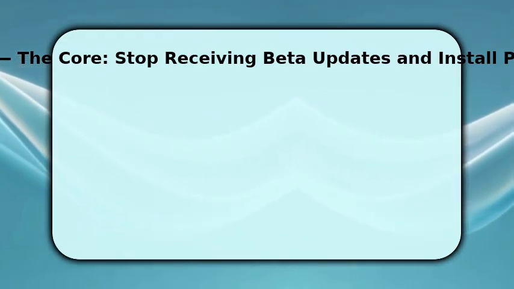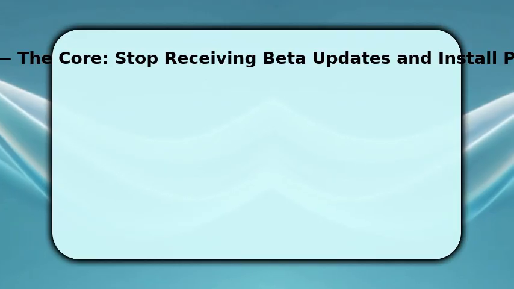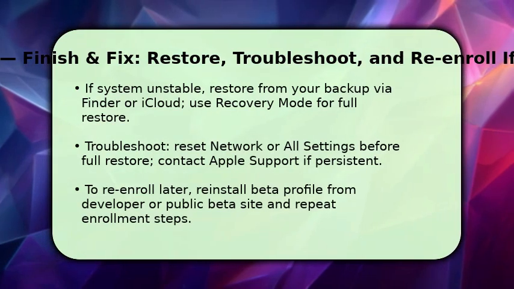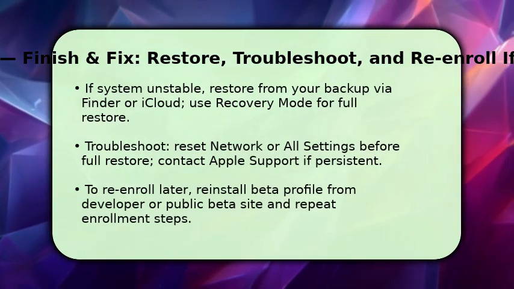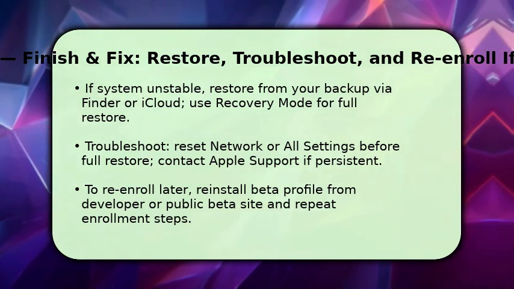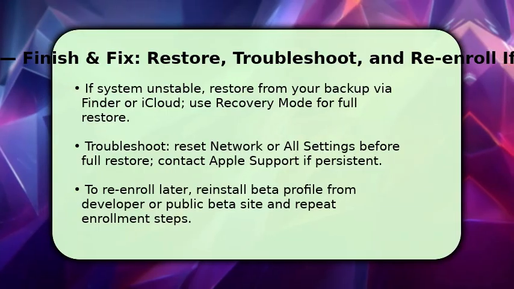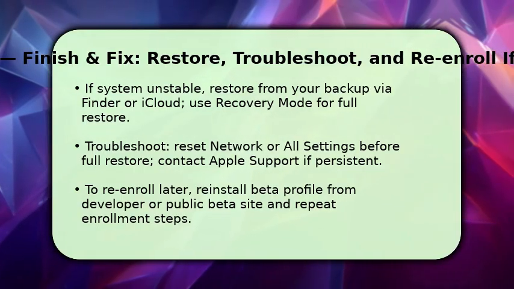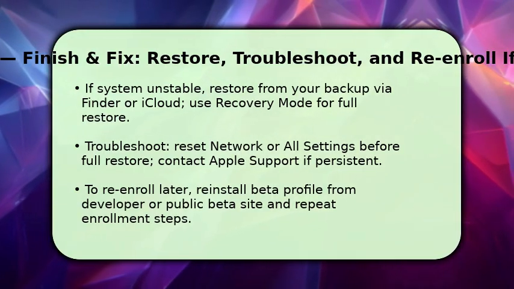You finish by verifying stability. If apps or settings misbehave, try Reset Network Settings or reset all settings first. Once done, if problems persist, restore from the backup you made using Finder or iCloud or perform a full restore via recovery mode. This reinstalls the public firmware.